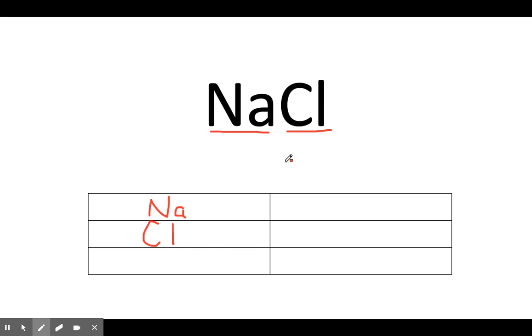Now with both of these, we have no subscript, so we have no tiny number behind telling us how many of each element there is. We have no coefficient in the front, so we know that there is an invisible 1 behind each of these. So that means here we only have 1 sodium and 1 chlorine. All right, let's go to the next page, or try to.